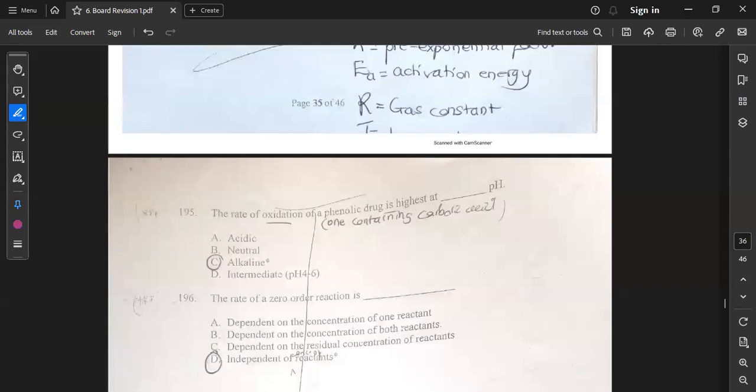The rate of zero order reaction is independent of reactants. We know this. We don't even have to go through this. The rate of oxidation of a phenolic ring is highest at what pH? Phenolic ring, we know it's a benzene ring with an OH. So the rate of oxidation would be highest at what pH?